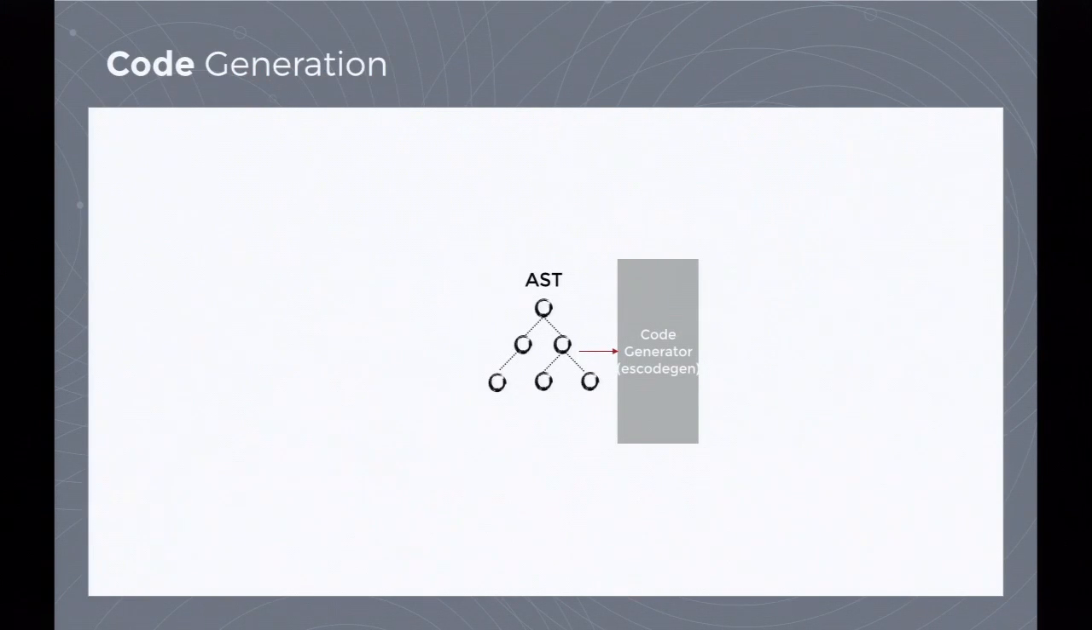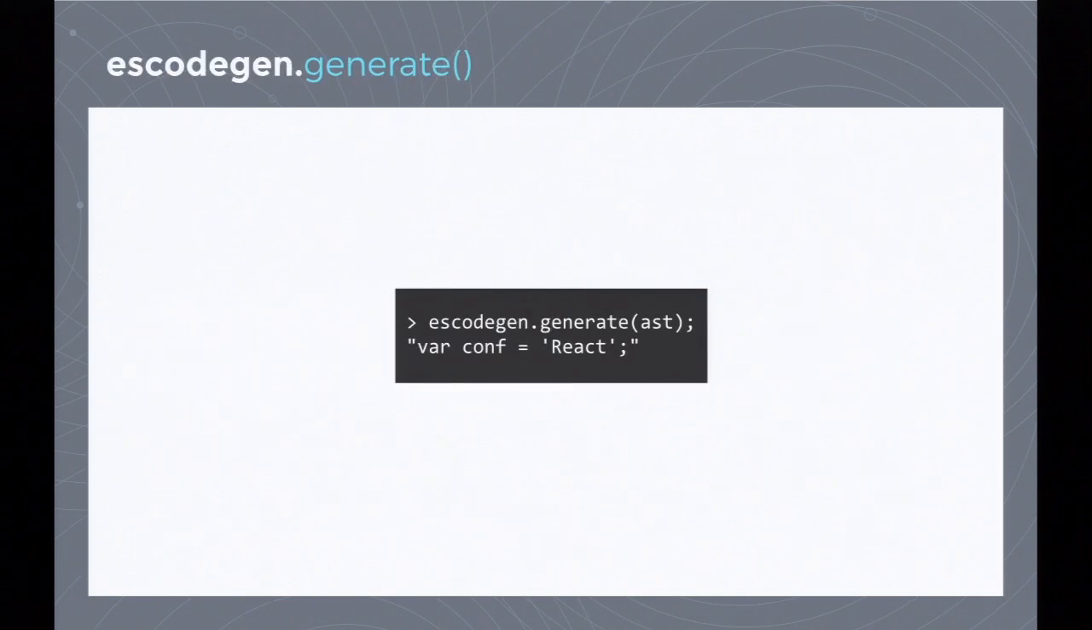So the terminal step involves the generation of code. We're basically flipping the process of parsing, taking the AST, passing it to a code generator, which we're using escodegen for this purpose, and it produces code. The API for this is very basic, very simple. You pass in the AST, it gives you code back.